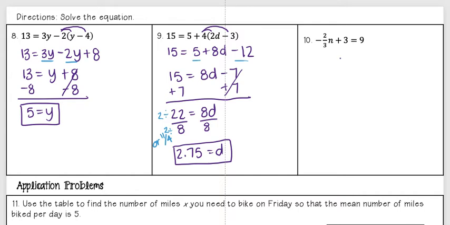Okay, now let's look at this one. This one has a fraction on it. So let's try and do this one. So my first step, again, I want to move whatever's added or subtracted. So I'm going to subtract 3 from both sides to get rid of that addition. Here I decided to put that negative with the 2. You could have also put the negative with the 3. Either way is fine.